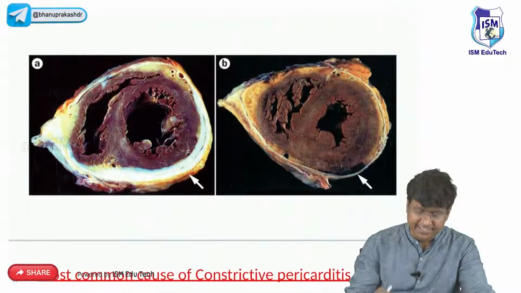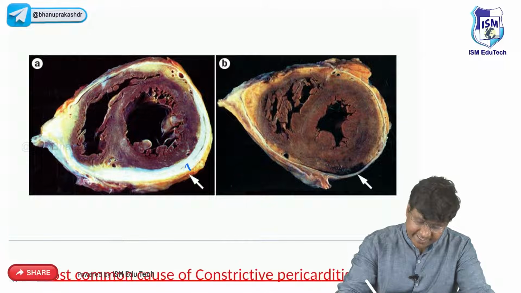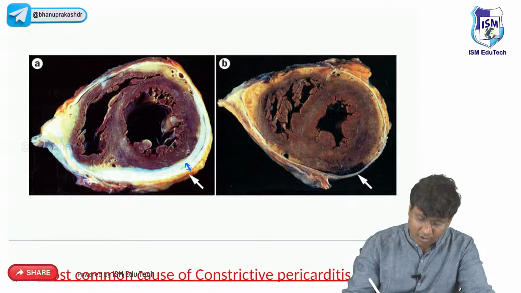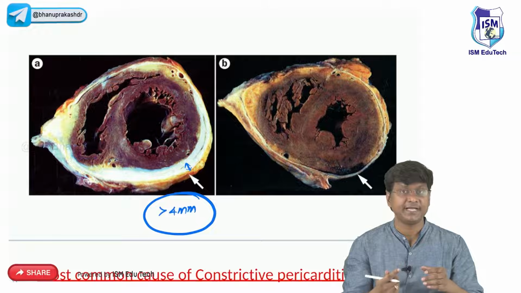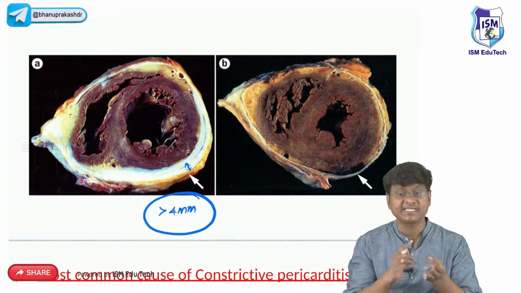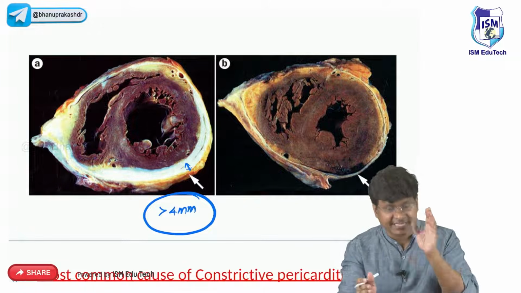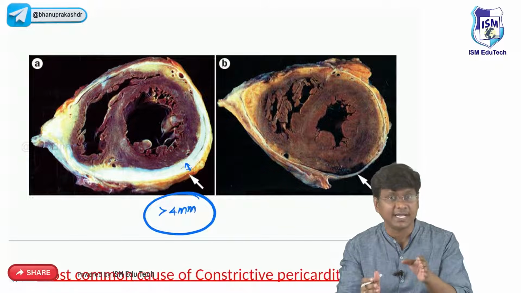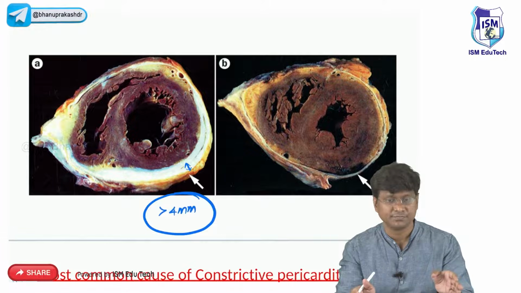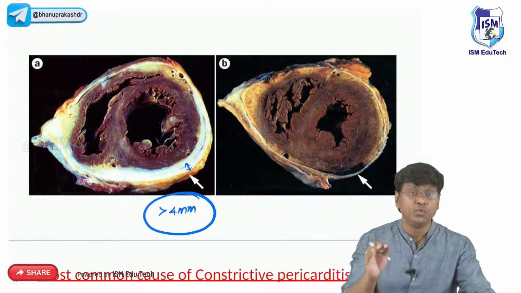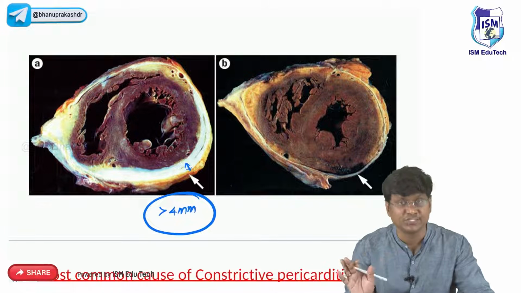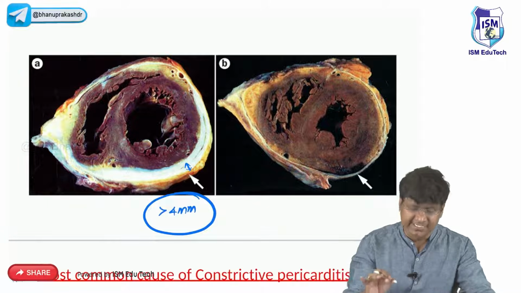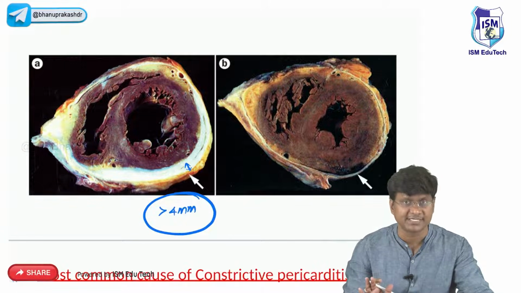Now let me discuss constrictive pericarditis. In constrictive pericarditis, the pericardium gets thickened, and how much will the pericardium be thickened? That will be more than 4 mm, where the pericardium is thick, calcified and scarred. And this thick pericardium will not allow the ventricles to relax. So this thickened pericardium will limit the diastolic filling of the ventricle. That is a very, very important point related to constrictive pericarditis.